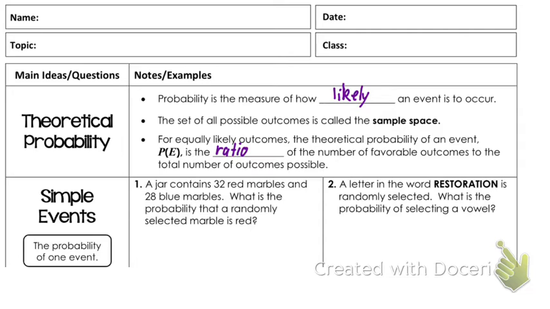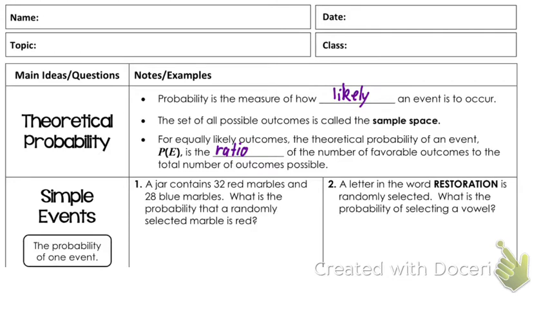A simple event is a probability of one event. So let's say we have a jar that contains 32 red marbles and 28 blue marbles, and you're going to randomly select a marble. We want to know what's the probability that it's a red one. As I select one of these marbles, I'm going to stick my hand in and not look. When I have my hand in there, do I know which one's red and which one's blue? No, there's no way to tell them apart, okay?